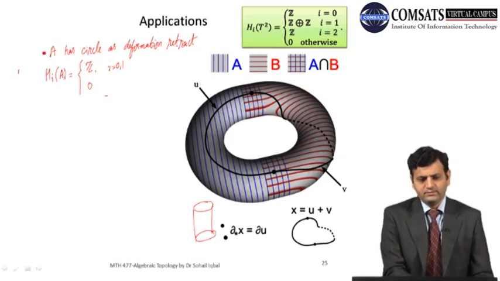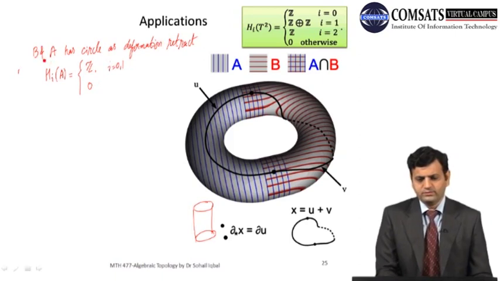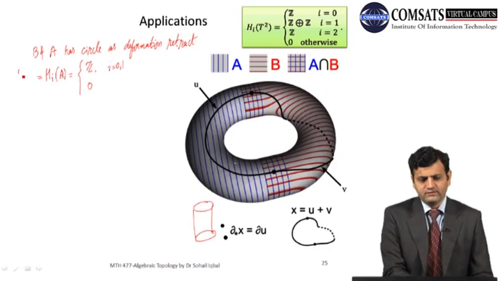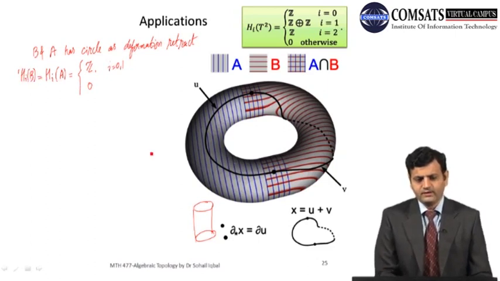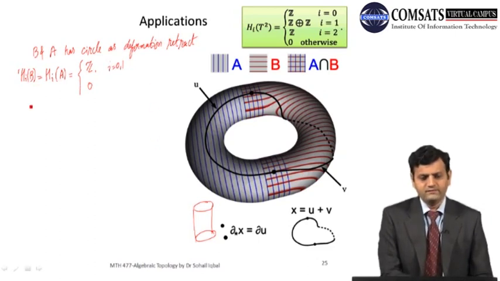Similarly, B also has a circle as deformation retract, because B is the same as a cylinder and a cylinder has a circle as deformation retract. So we can say that we know the homologies of A and B. Okay, now let's apply the MV sequence to calculate the homology of the torus.